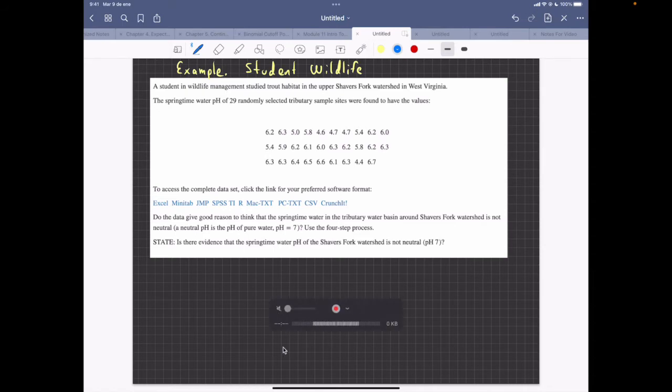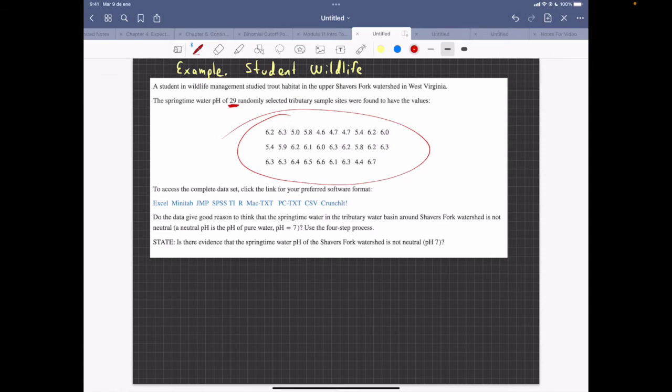Example, student wildlife. A student in wildlife management studied trout habitat in the upper Shavers Fork watershed in West Virginia. The springtime water pH of 29 randomly selected tributary samples were found to have the following values. To access the complete data set, click the link for your preferred software format. We have to download this from Minitab.